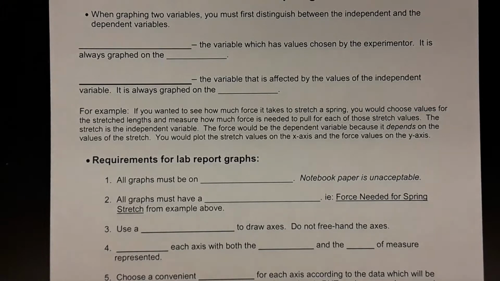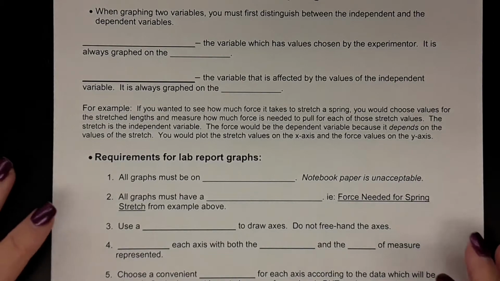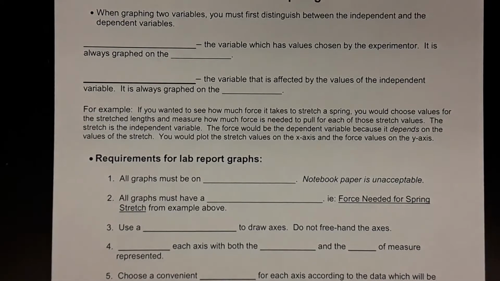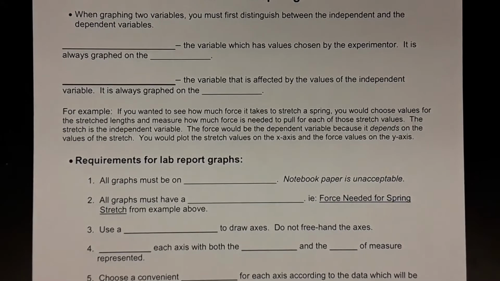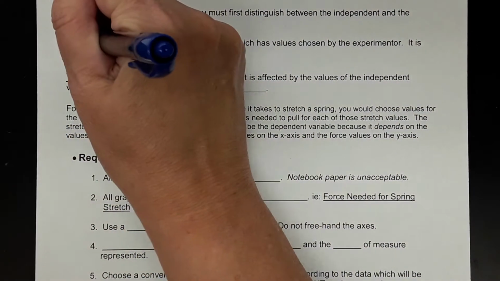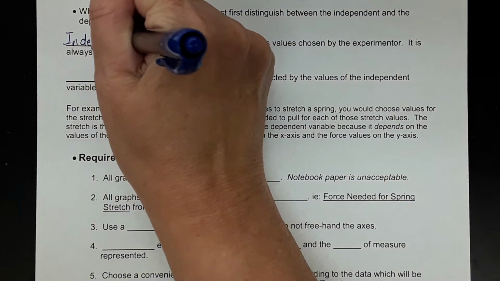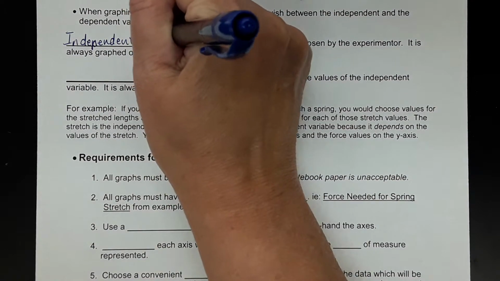Now, when you are graphing variables for a given relationship, we have to know which one goes on the x-axis and which one goes on the y-axis. So that means we have to know how to determine what variable is which in an experiment. Let's start with the independent variable.